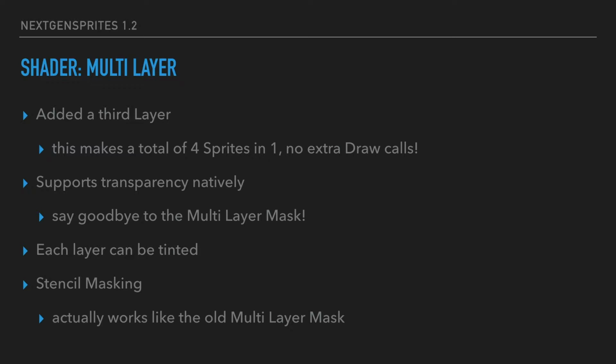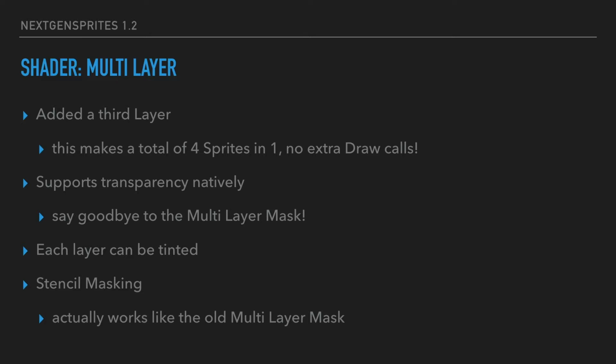And also very important, we finally support transparency natively. No need for the multi-layer mask which you needed to use in 1.1. Toss it away. We don't need it anymore. We now have a true drag and drop workflow which is very artist friendly. Furthermore, we can now finally tint each layer individually, and we also have a stencil mask which works actually very similar to the old multi-layer mask.